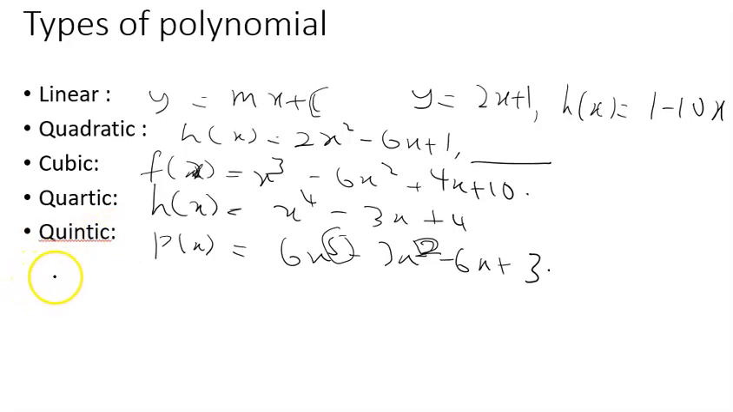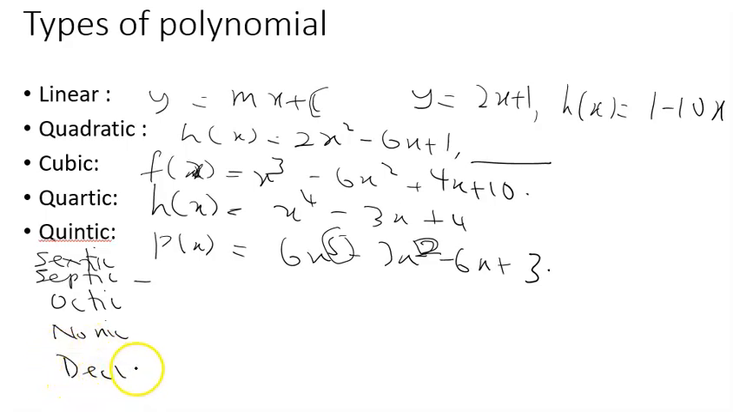Can you get power 6? Power 6 is called sextic. Power 7, septic. Power 8, octic, like octagon. Power 9, nonic, nonagon. Power 10, decic, decagon. So you can give examples on your own.